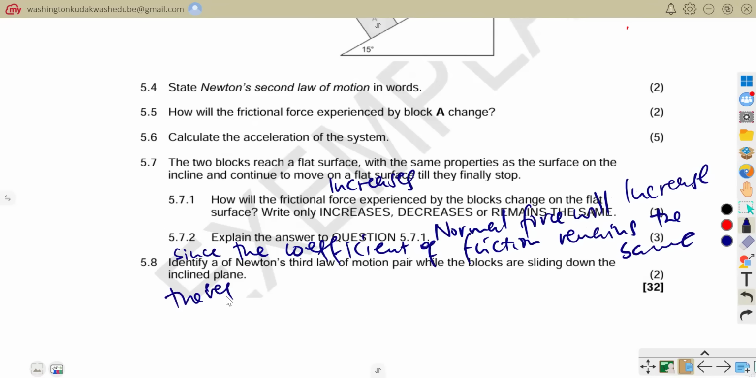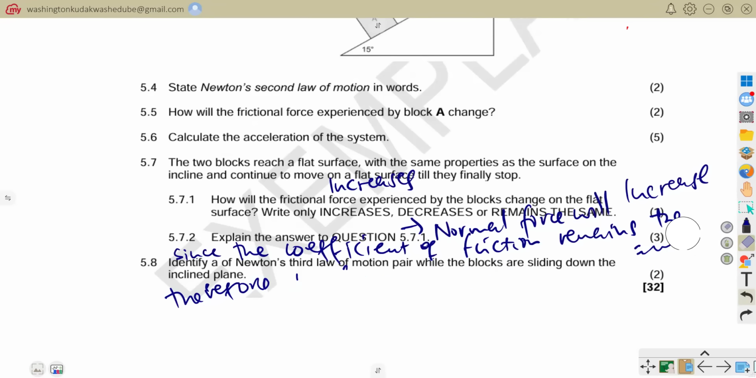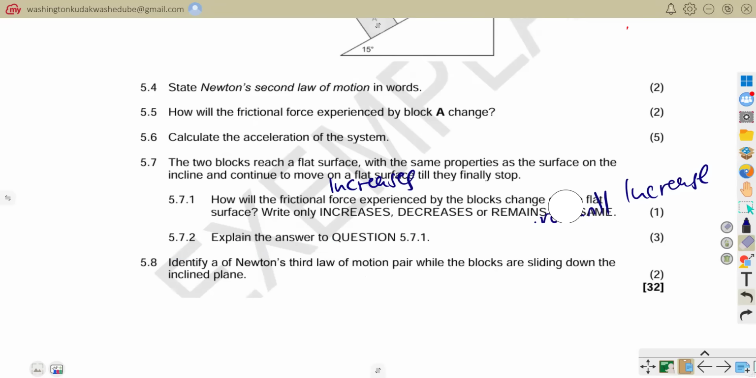Therefore, the frictional force will increase. It will increase because the normal force will increase. Since the coefficient of friction remains the same, as the normal force increases, it will also increase the frictional force. If that is the case, that is what you are supposed to write there.